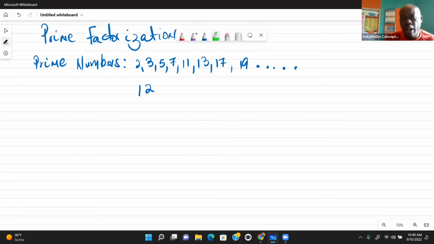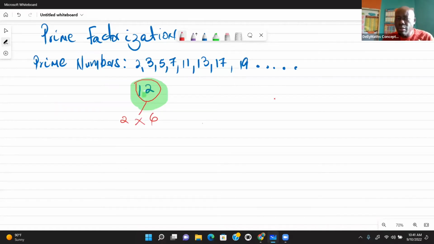So I start with the number 12. You can watch. You don't have to say anything yet. We're going to break down the number 12 in such a way that we get the product of prime numbers. You could start off by thinking of two numbers that give you 12. So I'm going to start off with 2 times 6. 2 times 6 gives us 12.